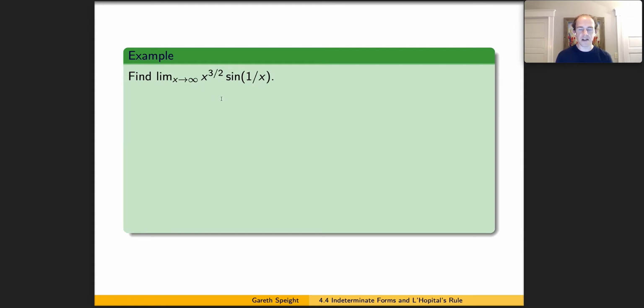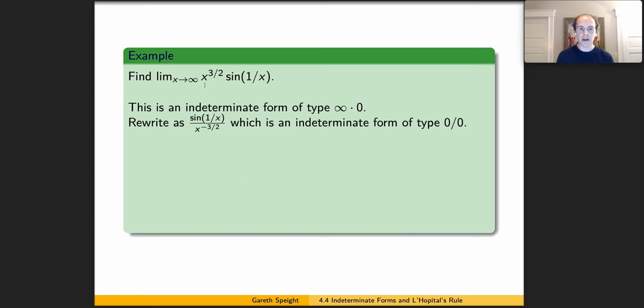So we have to rewrite it as a quotient so that we can hopefully use L'Hopital's rule, and we should stick one of the factors on the bottom. Because sine is already complicated enough, I don't want to put that on the bottom, because then we have to do 1 over sine of 1 over x, which is going to be a pain. So let's move the x to the 3 over 2 to the bottom. If on the bottom we have 1 over x to the 3 over 2, we can rewrite the bottom as x to the minus 3 over 2. Right, x to the minus 3 over 2 is the same as 1 over x to the 3 over 2.